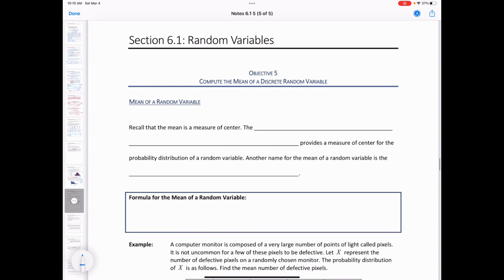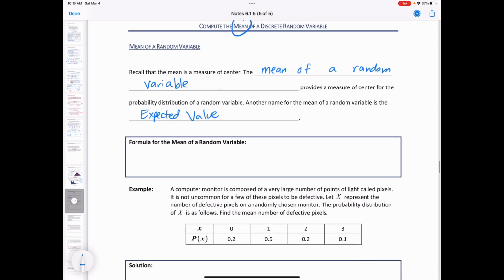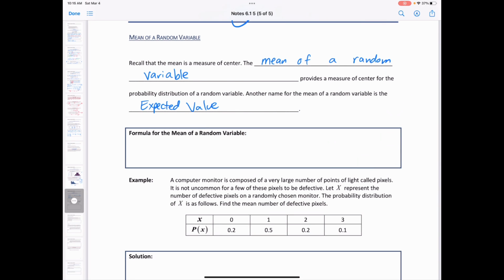And what I want to talk about next is the mean of a discrete random variable. The mean is always a measure of center. The mean of a random variable provides a measure of center for the probability distribution of the random variable. Another name for the mean of a random variable is the expected value. And what the formula is for finding the mean, I'm going to tell you what you do first, then I'll give you the formula.